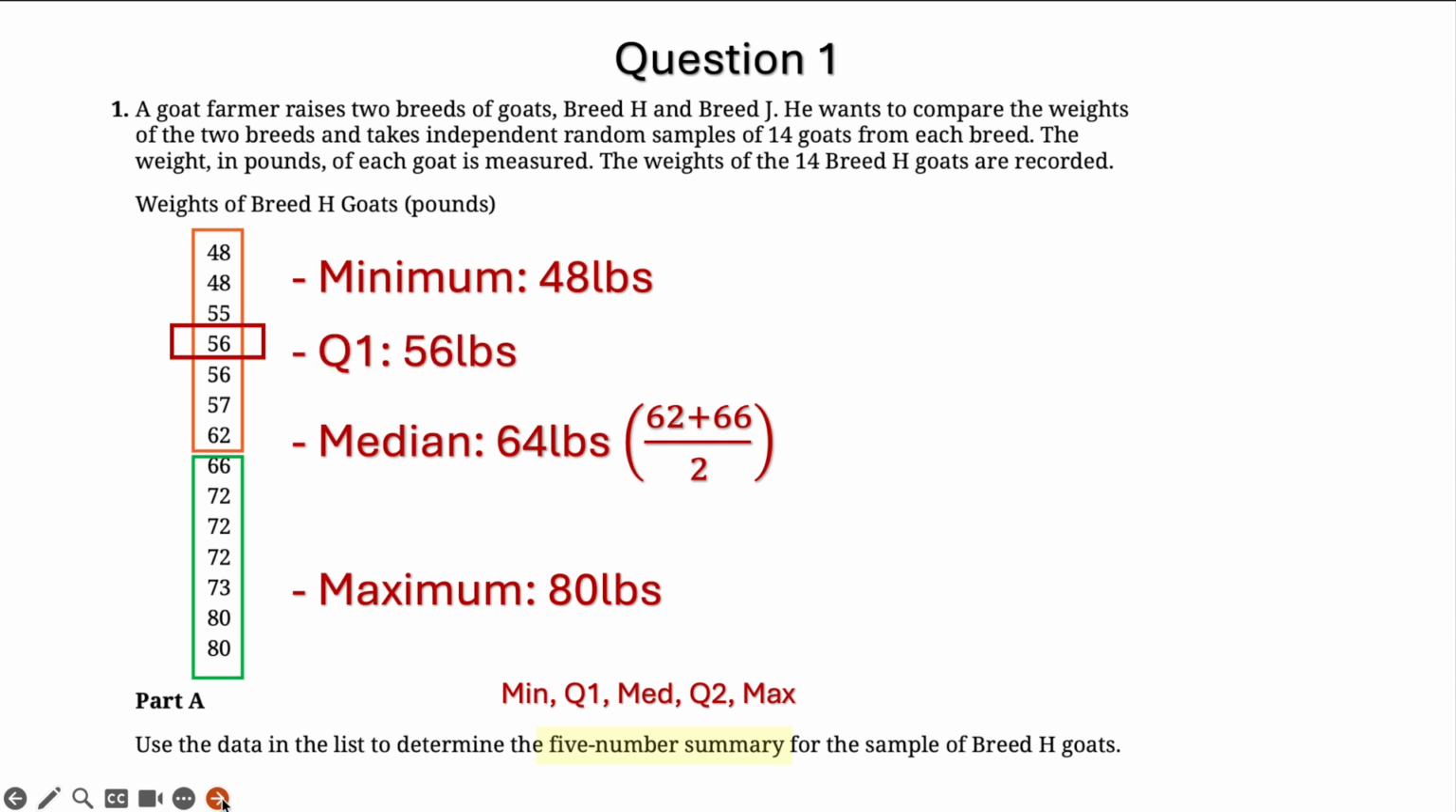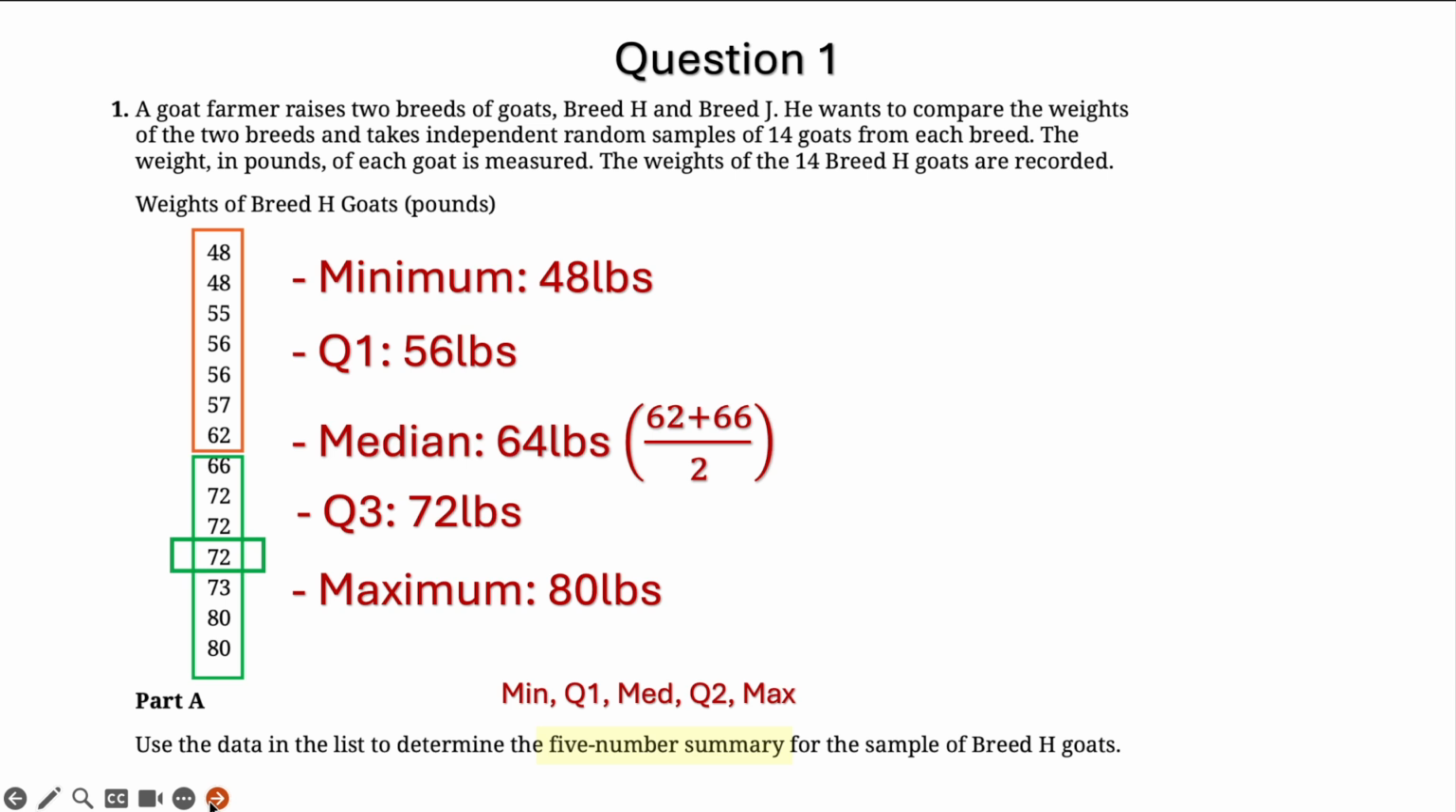And to find Q3, you do the same thing. Now you look at the upper half and find the median of the upper half, which in this case is going to be 72. So now we have the whole 5-number summary without using a calculator, just by looking at the data values.